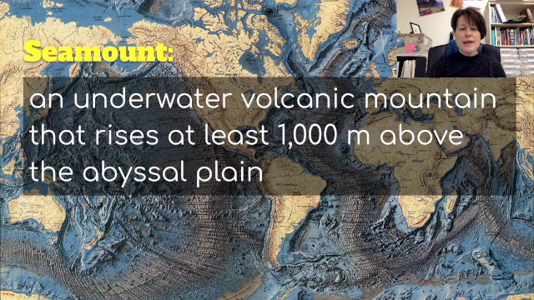You can also have seamounts. This is an underwater volcanic mountain that rises at least 1,000 meters above the abyssal plain. And you see a lot of these over here in the Pacific Ocean, definitely a few here, okay? They do, in fact, look like mountains coming up, and they're formed by volcanoes. A lot of them in the Pacific Ocean.